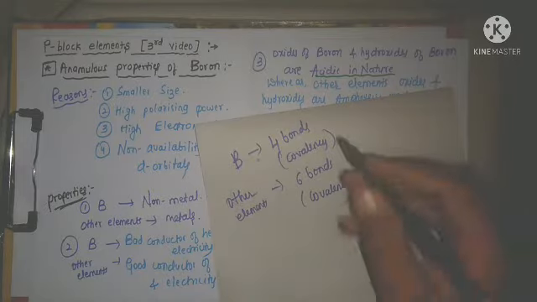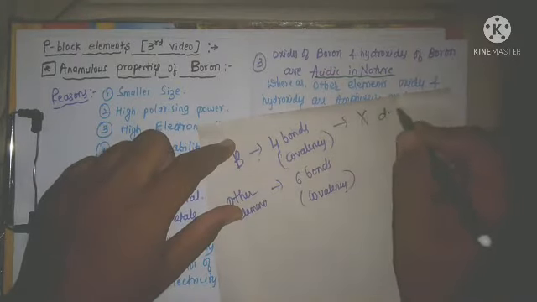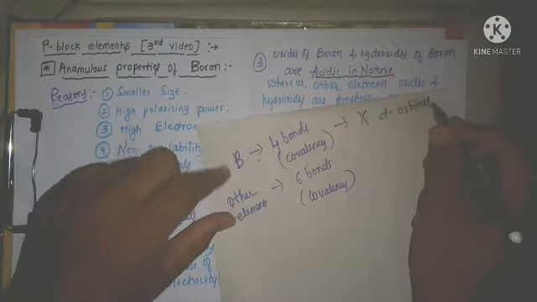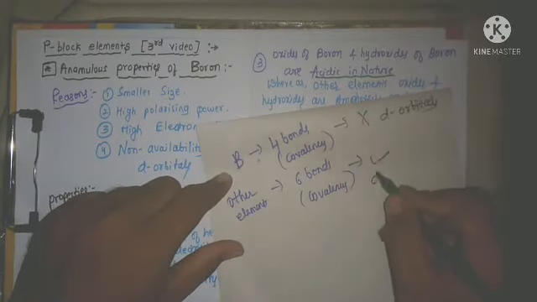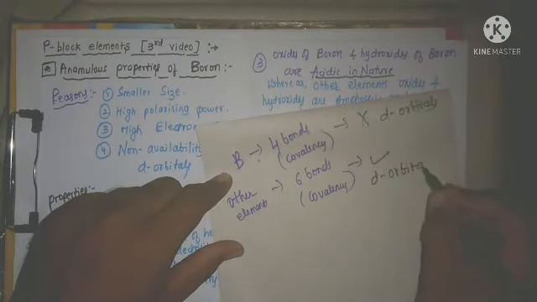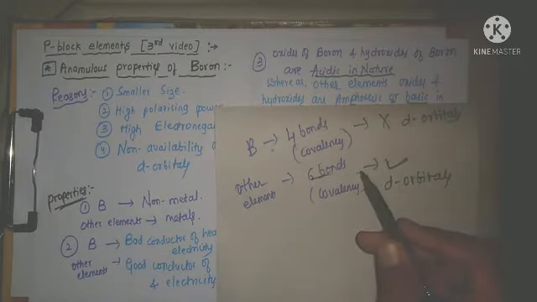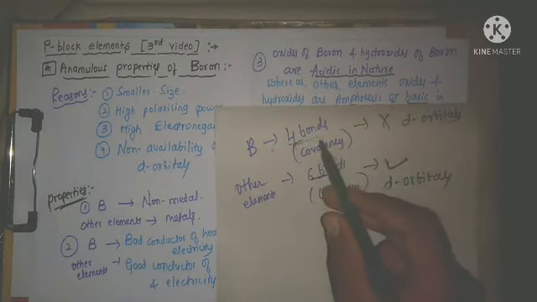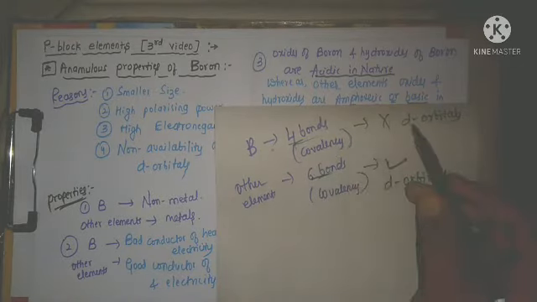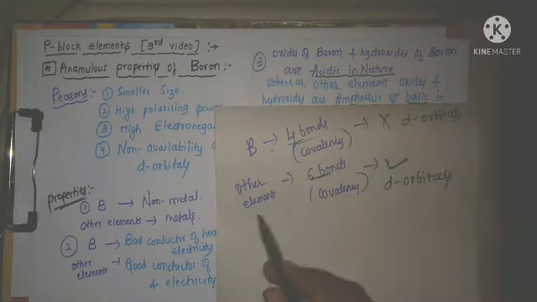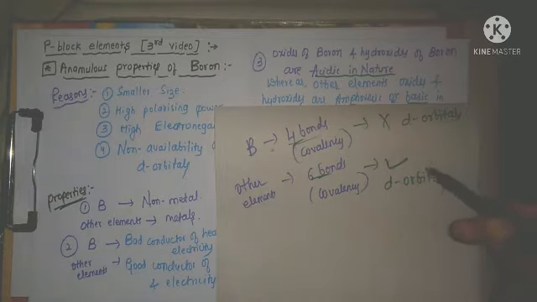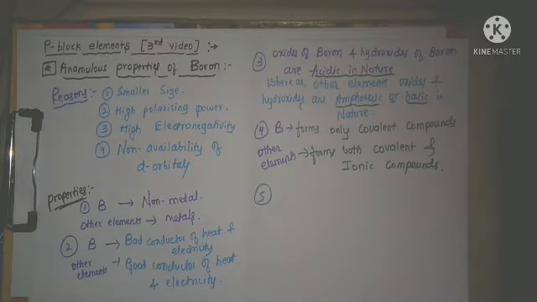Now why is it happening? Because there is non-availability of d orbitals in boron, whereas in the other elements d orbitals are present. Therefore they can extend their covalency. Other elements can form a maximum of 6 covalent bonds, boron can form only 4, because in boron no d orbitals are available for bonding, whereas in the other elements d orbitals are available for bonding, therefore they can form 6 bonds.